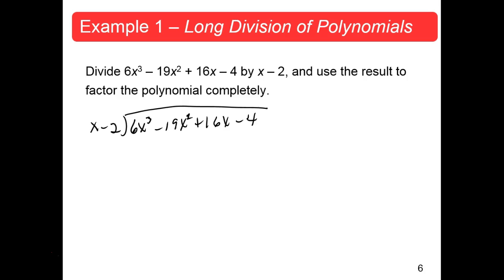Here, what's your exponent? 1. What's the exponent here? 0. What's the exponent here? 1, 0. Yes, you're not missing any. So we're perfectly fine to go like this.